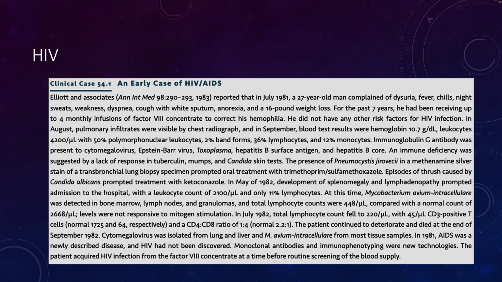In August, pulmonary infiltrates were visible by chest x-ray. In September, they give his specific blood results. IgG was present to cytomegalovirus, Epstein-Barr, toxoplasma, and hepatitis B. An immune deficiency was suggested by a lack of response to the tuberculin, mumps, or candida skin tests.